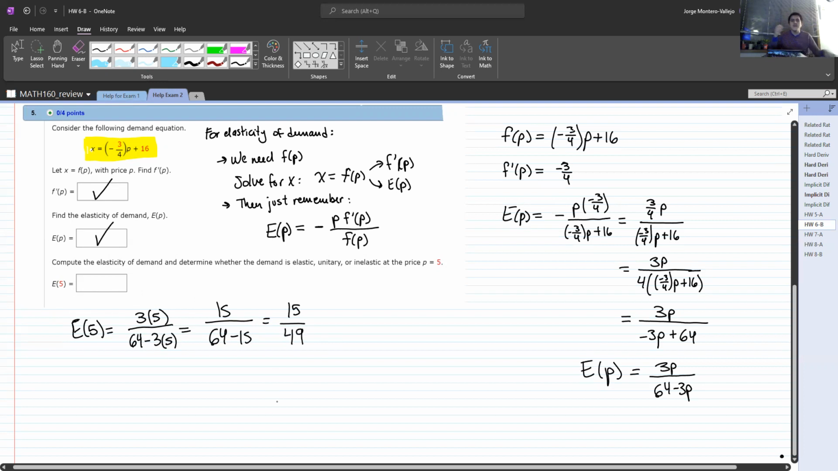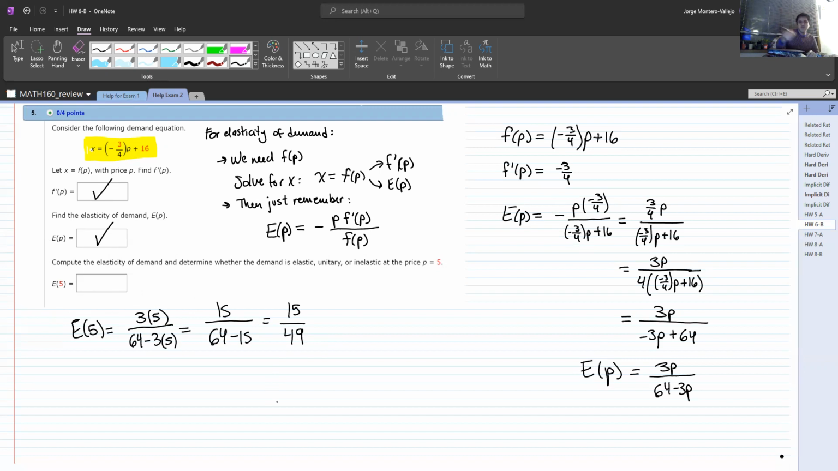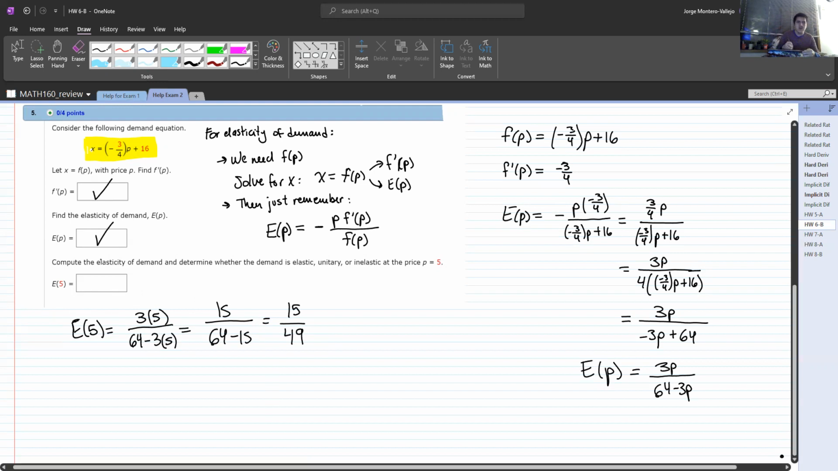Okay, so remember that. So we need to compute it. We got this fraction, which we cannot simplify anymore or reduce anymore. So you can enter already as your answer, 15 divided by 49. And then it says, determine whether the demand is elastic, unitary, or inelastic at the price P equals 5. Well, remember that it depended on whether it's bigger than 1, less than 1, or equal to 1, right? This is obviously less than 1, because in this fraction, the denominator is bigger than the numerator, right? So this is going to be less than 1, which means that it's inelastic.